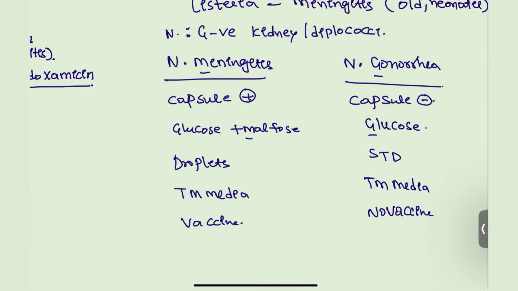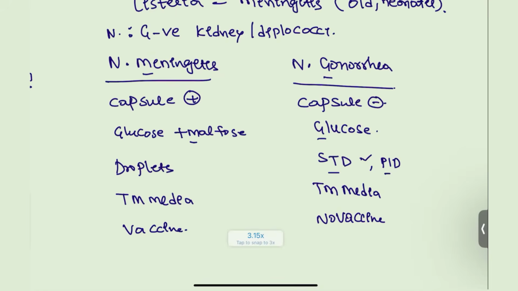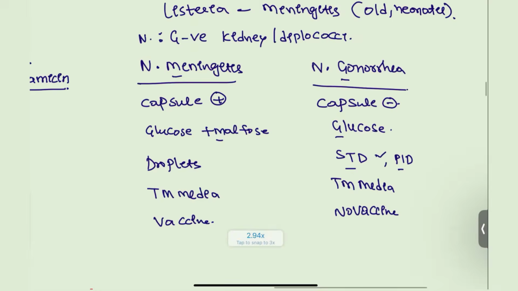Next, Neisseria gonorrhoeae is most commonly associated with STDs. Another thing you have to remember is that it can also cause pelvic inflammatory disease. If both are present in one partner, you have to treat the other partner also. Those are the points you have to remember for the Neisseria species, guys.